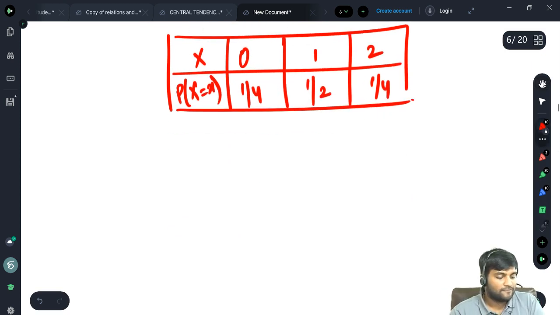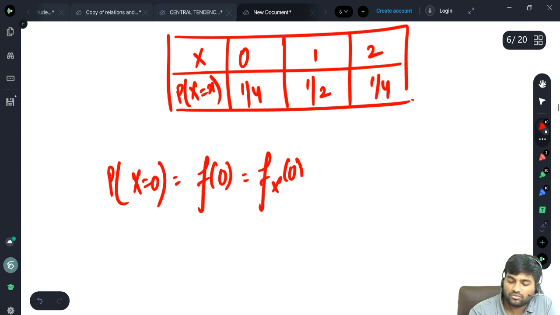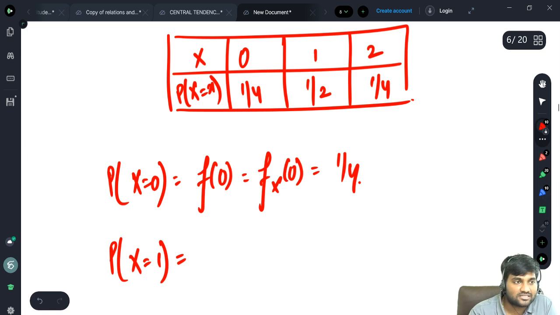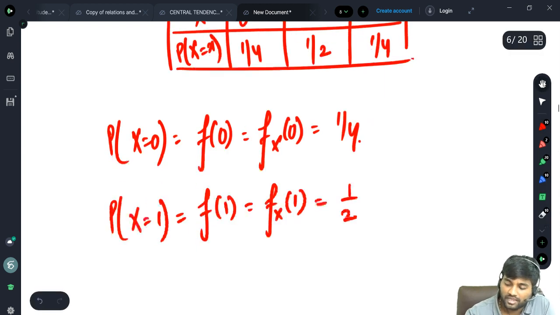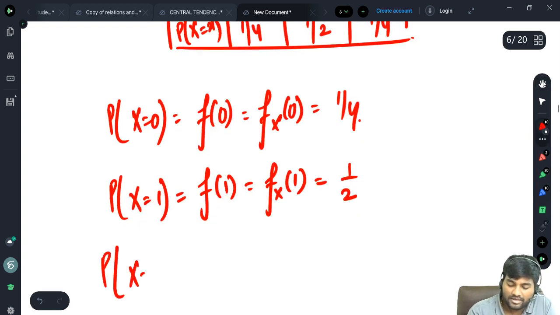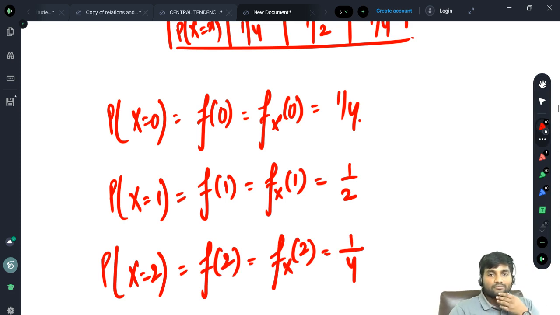Okay, so now we can say probability x is equal to 0, which is f(0), which is fX(0), which is 1 by 4. Probability x is equal to 1, f(1), which is fX(1), 1 by 2, and then probability x is equal to 2, f(2), fX(2) is 1 by 4. Clear everyone? Yes or no?